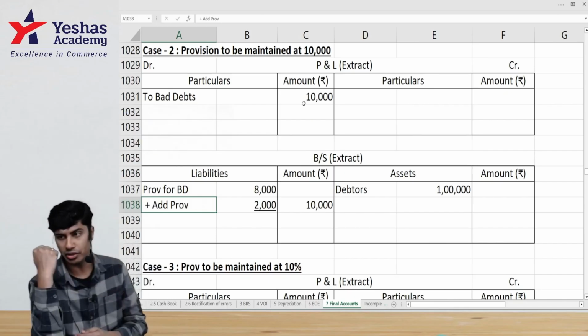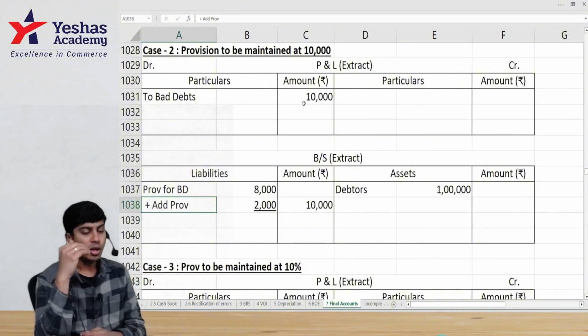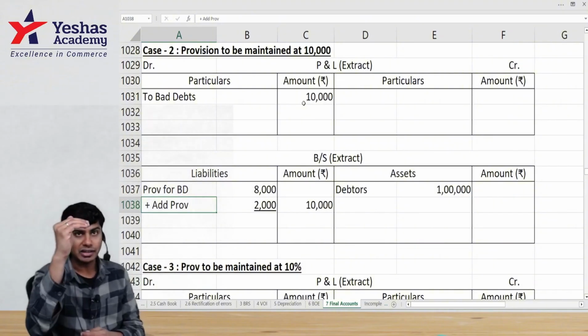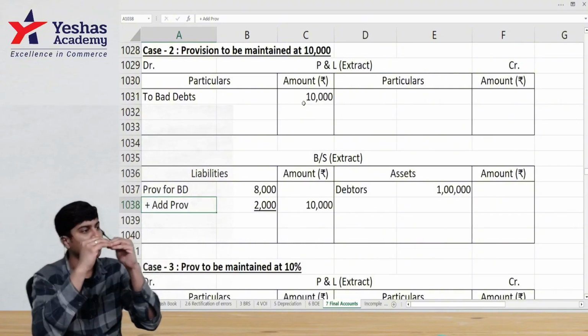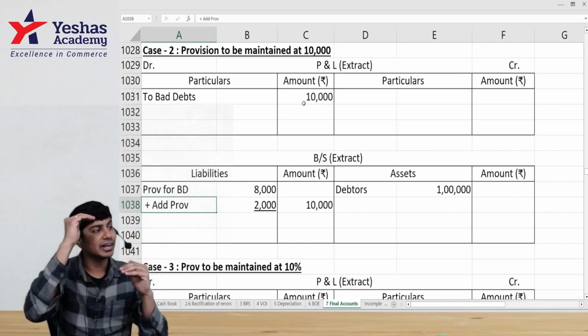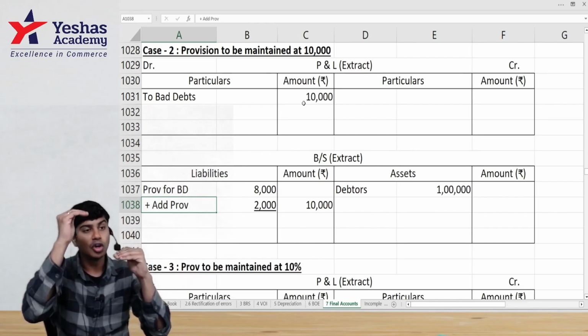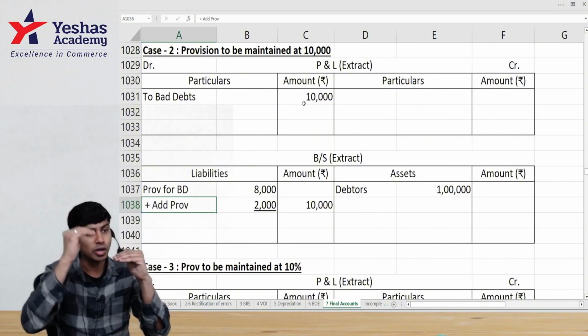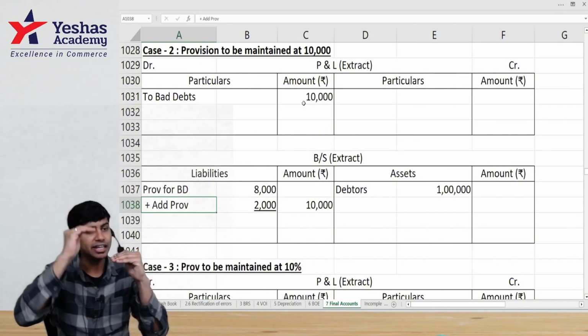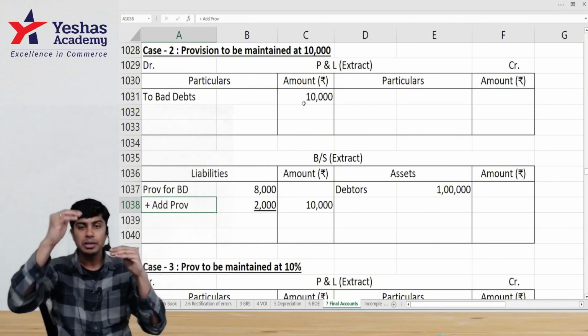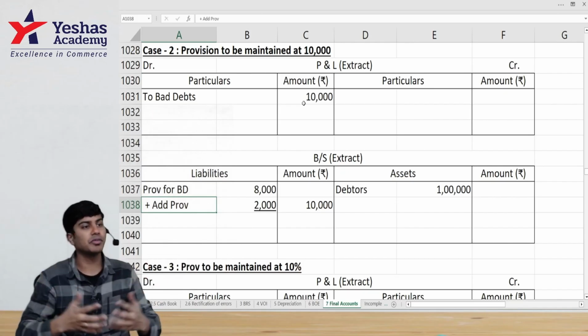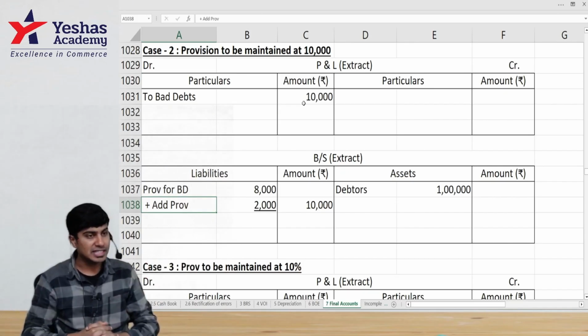Remember our concept video, I mentioned it to you. The provision to be maintained and the existing provision should be compared. How much is the provision to be maintained? 10. What is the existing provision? 8. Which is more? To be maintained is more. So existing provision of 8 has to be increased to 10, meaning additionally we have to create provision of 2.